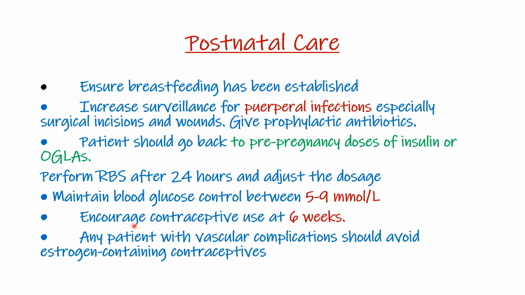And then you maintain blood glucose control between 5 to 9 millimoles per liter, and you encourage this patient to take contraception at 6 weeks. This contraception is to ensure that we don't have a risk of unplanned pregnancy, which will predispose this patient to a lot of complications both for the fetus and for the mother. And then you ensure that any patient with vascular complications avoids estrogen-containing contraception. We know thromboembolic conditions are at higher risk in the puerperium compared to pregnancy, so we avoid estrogen because there are already risk factors, and this patient already has vascular complications. So thank you.